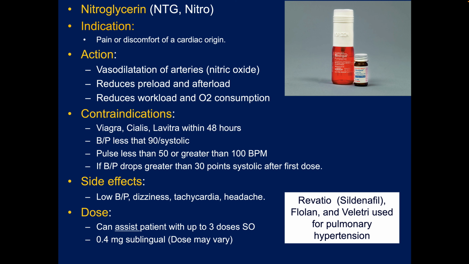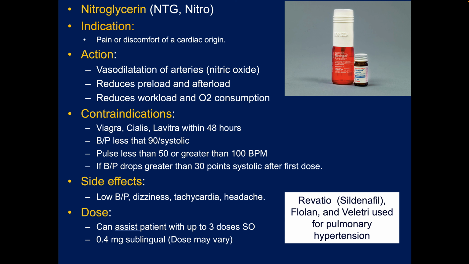The dose. You can assist up to 3 doses on standing order. That's 3 single doses. You give 1 dose, you wait 3 to 5 minutes, you assess your patient. They still have chest pain, the pressure's still okay, you then help them with the second dose, and then even a third dose. After the third dose, it would be a base hospital direction for the fourth and on.